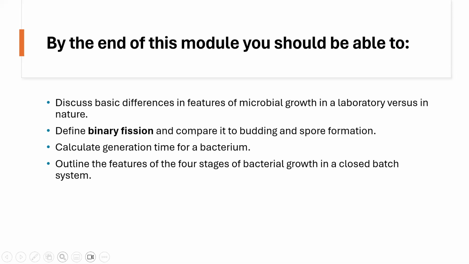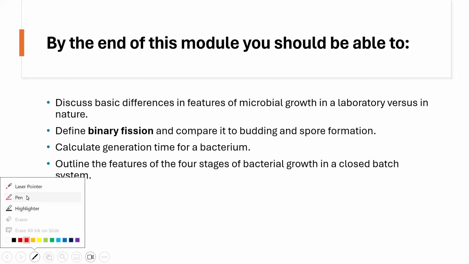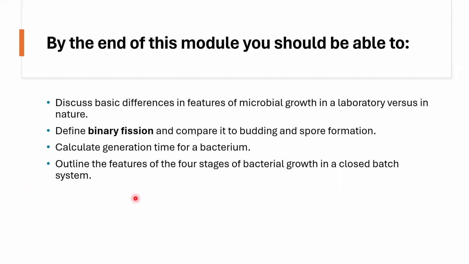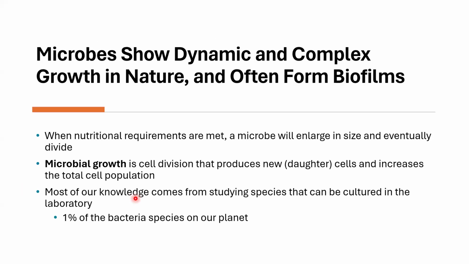By the end of this module, you should be able to discuss the basic differences and features of microbial growth in a laboratory versus in nature, define binary fission and compare it to budding and spore formation, calculate generation time for a bacterium, and outline the features of the 4 stages of bacterial growth in a closed batch system. All right, so with that, let's get started.